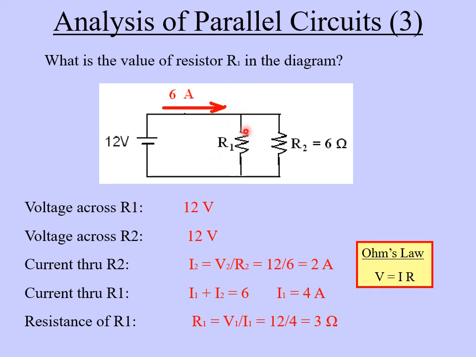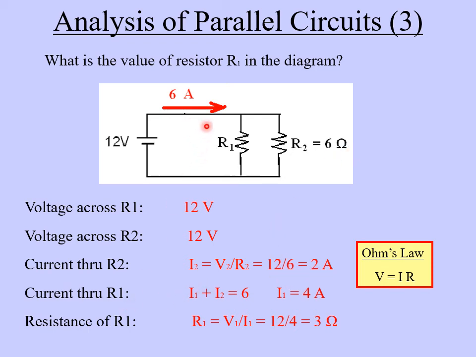What's the voltage across R1? Well, that's easy. It's 12 volts because it's connected directly to the battery. What's the voltage across R2? Remember the rule. That's also simple because both of these resistances are connected directly to the battery because they're in parallel. So it's also 12 volts. The current through R2, we know that I2 is equal to V2 over R2. So we have V2 is 12 volts divided by this resistance, 6 ohms, 12 over 6 is 2 amps.